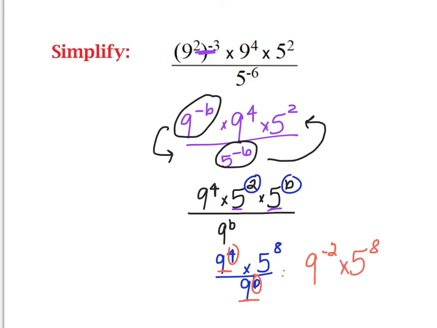And while this is correct, it's not fully written in the correct form because a negative exponent, to make it to a positive, again, I need to move it down to the denominator. So 5 to the 8th is going to stay here. We're going to put 9 to the now positive 2nd. We're going to move it into the denominator. So this is my final simplified answer.